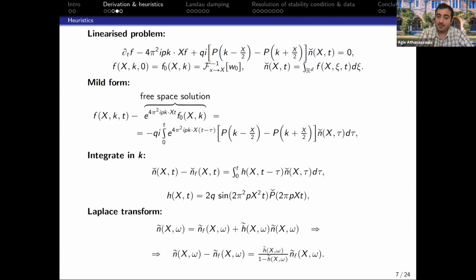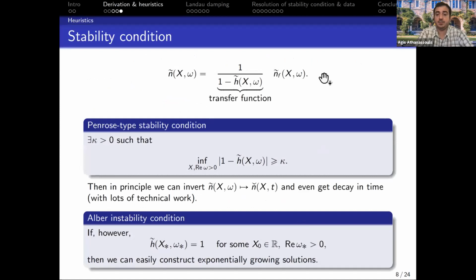And now you can take a Laplace transform and solve it. I'm passing now to the tildes. Putting tildes on top of my objects means I'm taking the Laplace transform. So from time domain t, I go to Laplace domain omega. The Laplace transform of a position density can be expressed in terms of known stuff. I can solve this equation for n tilde, and I get this neat expression here. The position density on the Laplace domain is some transfer function times the position density for free space.